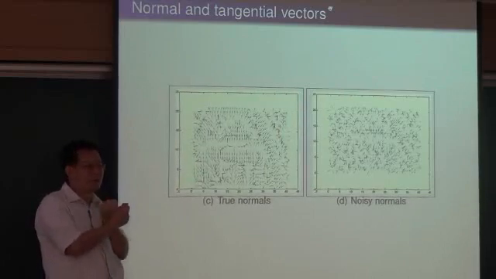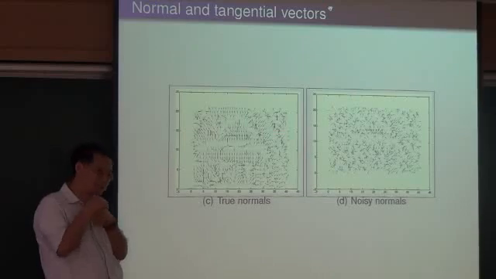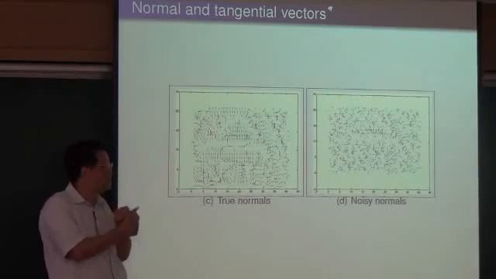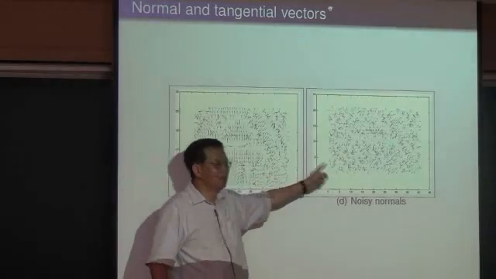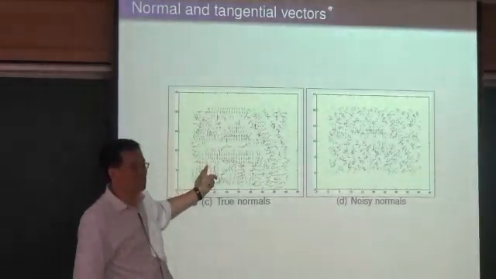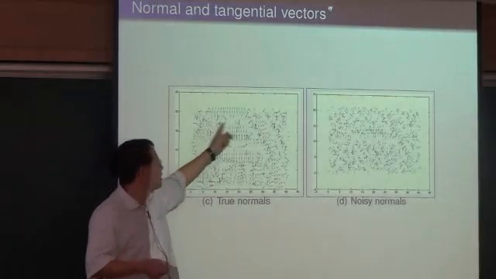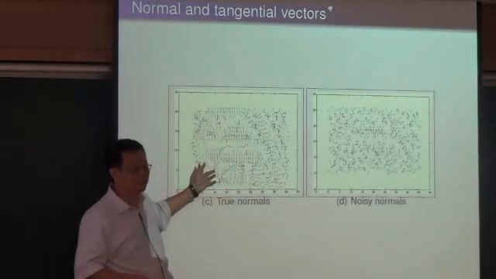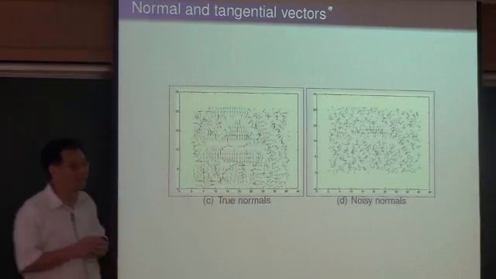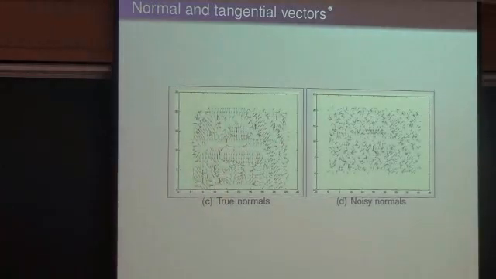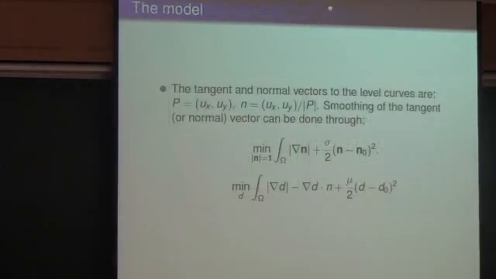Instead of solving a fourth order partial differential equation, you first smooth the normals. Here are the noisy normals; you smooth them, you get this one. And then you try to find the image such that its normals fit this one. That's another way to use a higher order partial differential equation. Mathematically, you essentially solve in two steps.